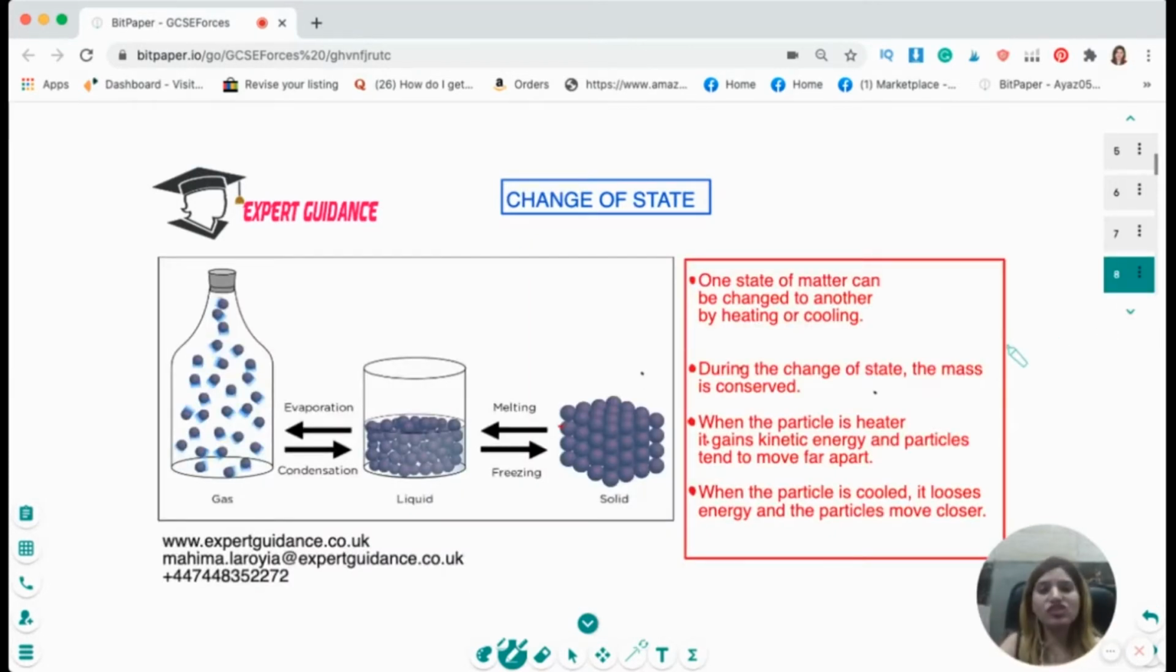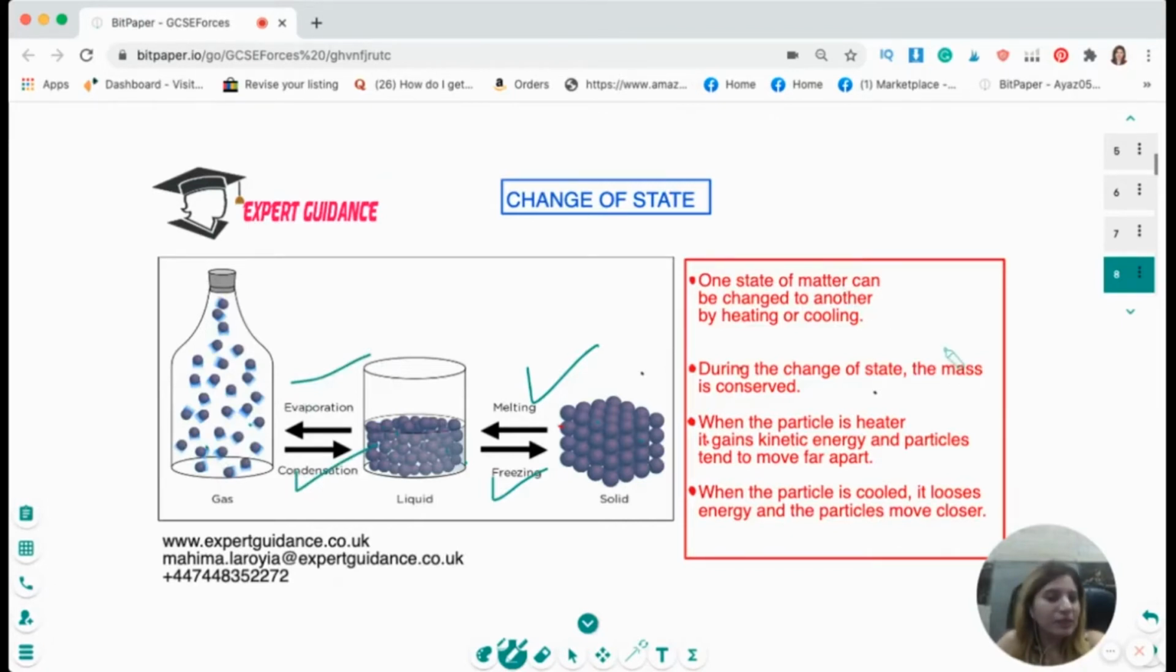Now let's see how we can change the state. So let's take an example of ice. Ice is a solid. When you melt the ice, it turns into a liquid, and when you heat the liquid, it turns into a gas. Now, when you condense the gas, it's converted into a liquid, and when you freeze the liquid, it converts into a solid. This is how we can change the state. So from solid to liquid, it is melting, but from liquid to solid, it's freezing. Liquid to gas is evaporation, and gas to liquid is condensation.